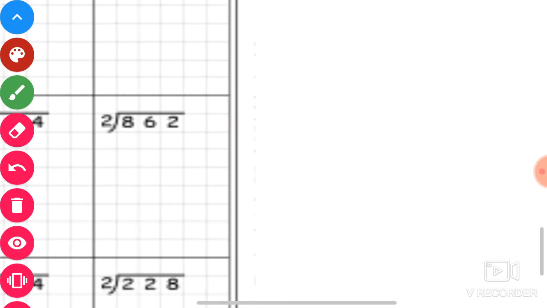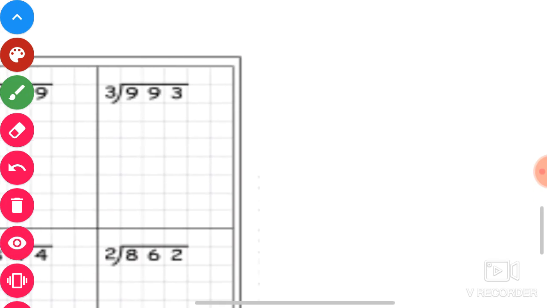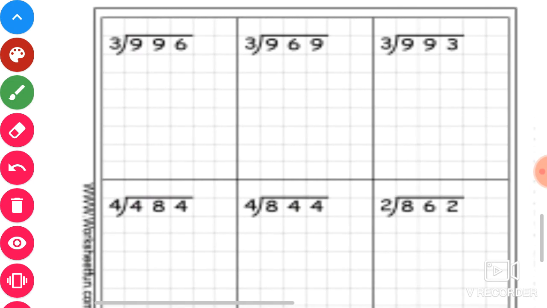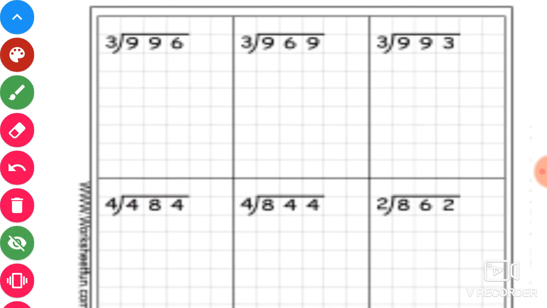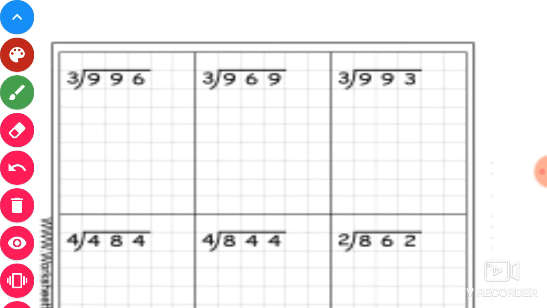Now kids, as we have done practice of 2-digit numbers, now let us move toward our worksheet of 3-digit numbers. So our first question is 996 divided by 3. Let us do. So what we will do? We will start from leftmost side. At leftmost side we are having 9.